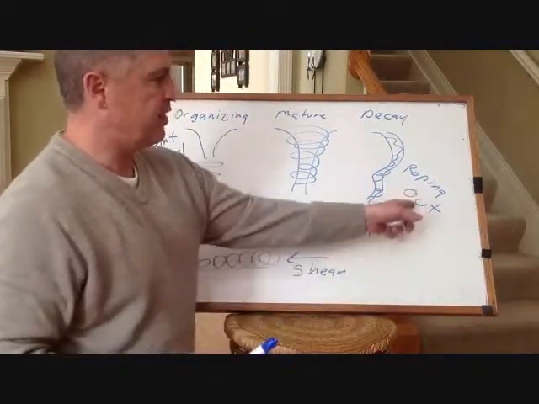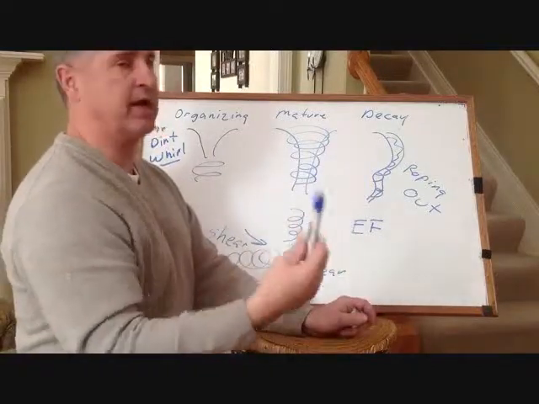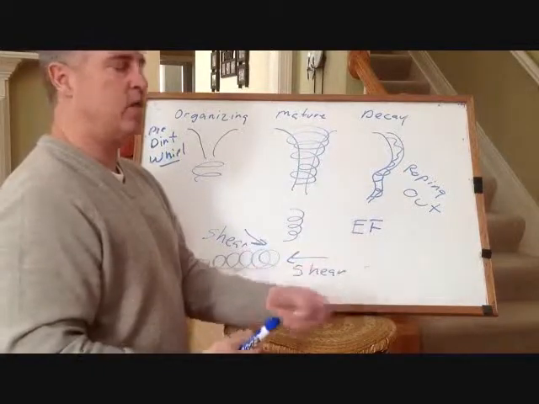So you even call that the tornado is roping out. It's slowing down, it's breaking down, it's dying, it's decaying. So that's the stages of a tornado.